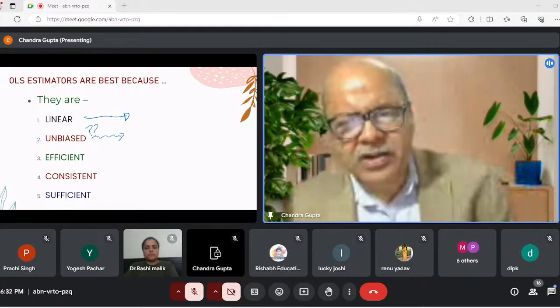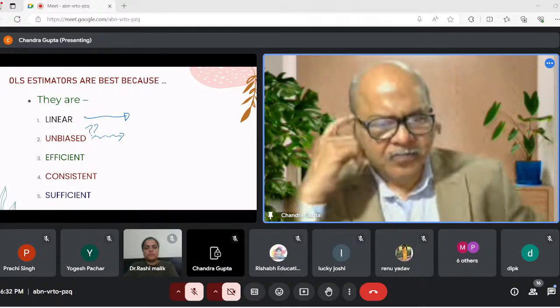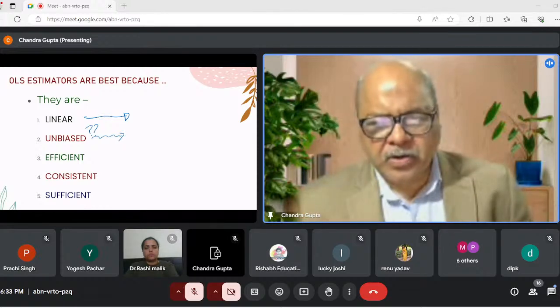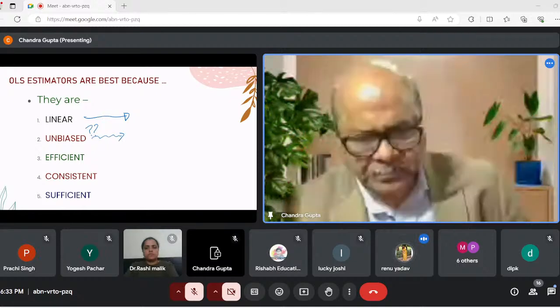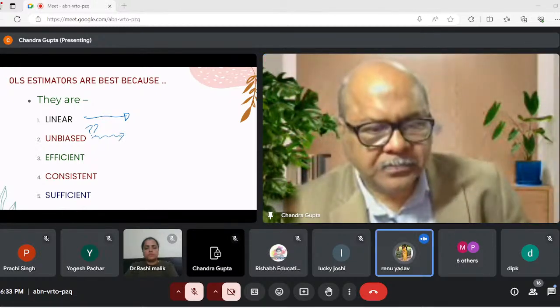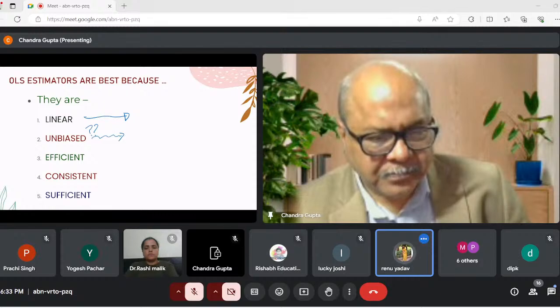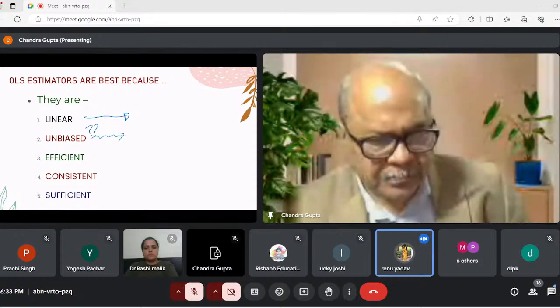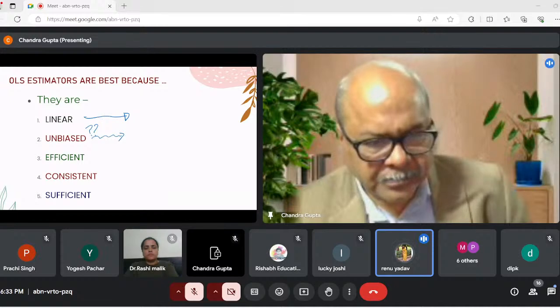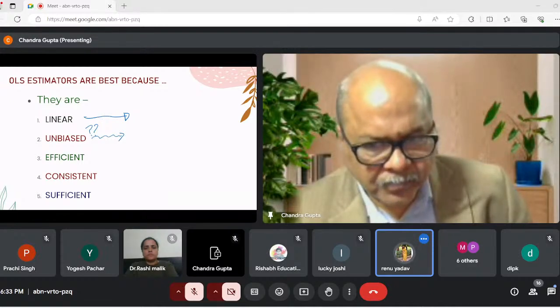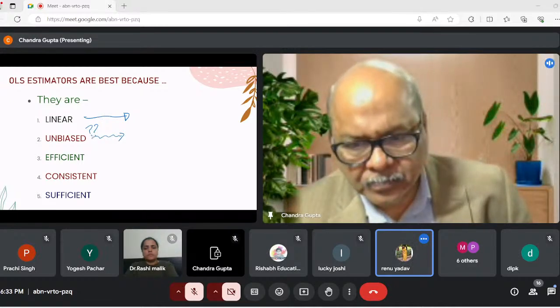What is an unbiased estimator? Yogesh, Renu, Lucky, Prachi, who else? Sir, unbiased means it doesn't give preference to any of the components which are there for the estimation purpose. Like when we use the sample mean, it is not giving preference to any of the sample values. Okay.